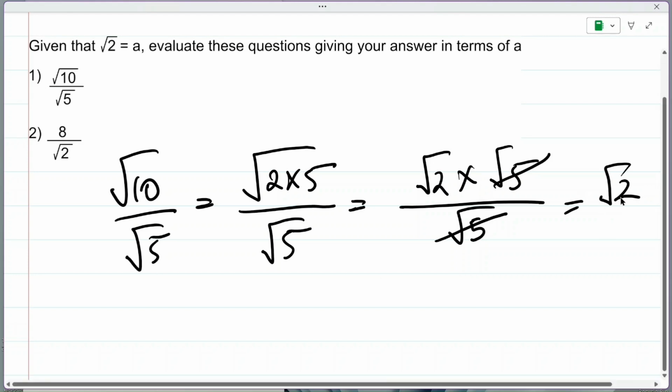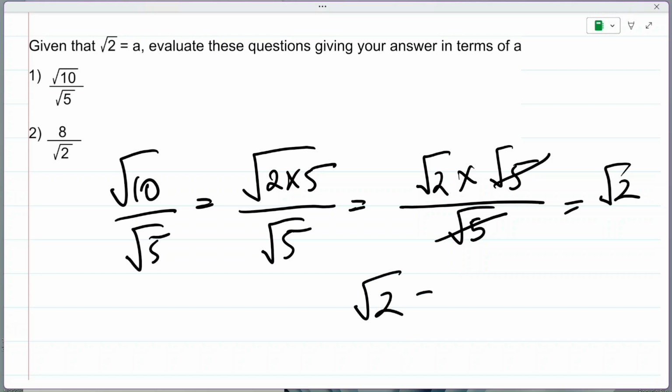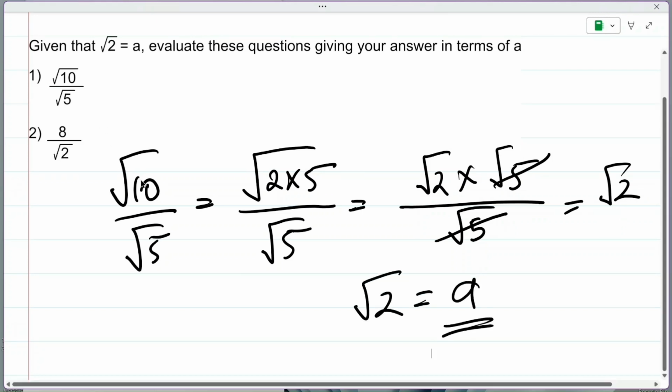Now that you have your answer as root 2, this is not your final answer. Going back to the question, it says given that root 2 equals a, evaluate these questions giving your answer in terms of a. That means since root 2 is a, our answer, which is root 2, is a. Therefore, the answer to root 10 over root 5 is a. Because root 10 over root 5 will give you root 2, and from the question, where you see root 2, you make it a. So our answer is a. Now let's go to the second question.